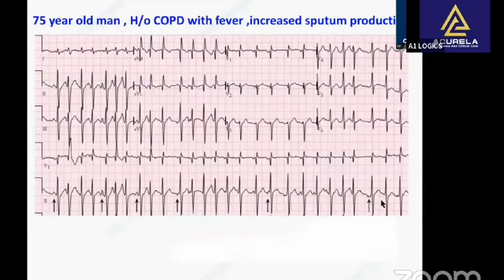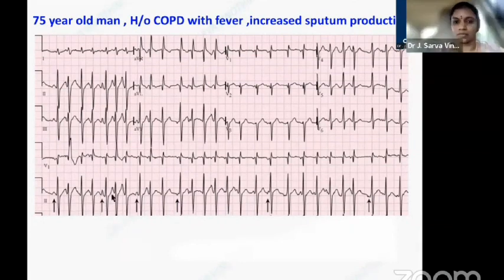So we're going to concentrate on the rate, the rhythm, and the P wave now. So what about the rate? The rate is very high here. And what about the rhythm? The RR intervals are not constant. We don't see constant RR intervals here. So it is an irregular rhythm. And what about the P waves?